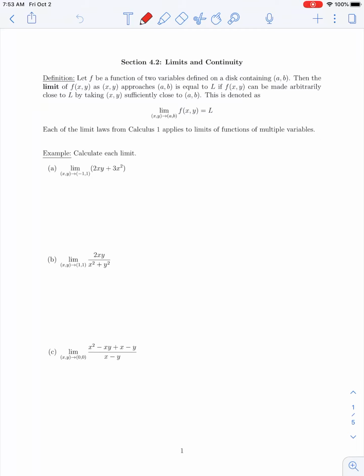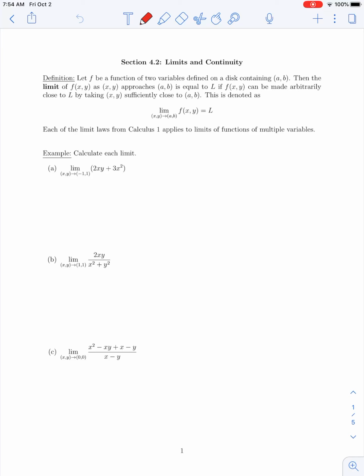Okay, in this lecture we're going to cover the section 4.2 material on limits and continuity of functions of several variables. So in our last section we had introduced the idea of a function of several variables, say 2 or more variables. And in the next part of our course we're going to be developing the calculus for these multivariable functions. So we will start by defining the limit of a multivariable function.